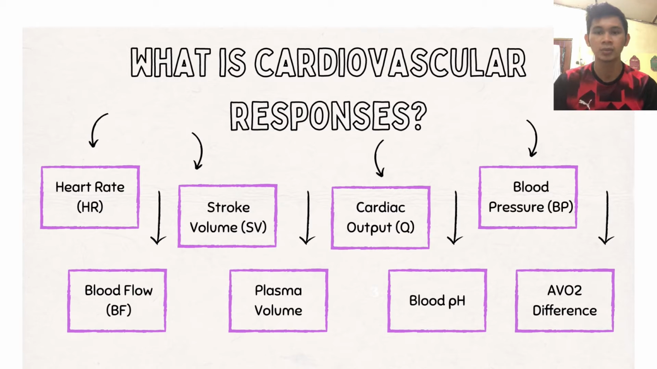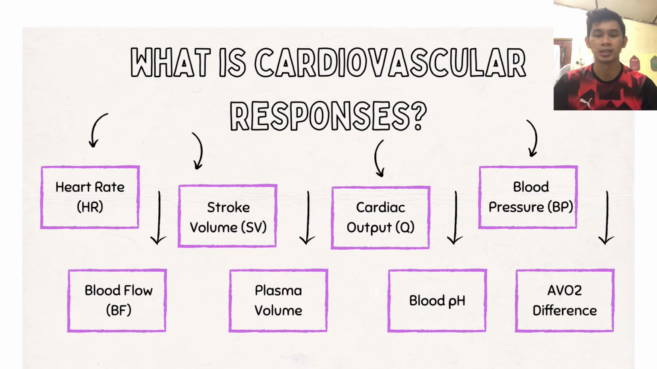Okay, point number 2 is stroke volume. Stroke volume is the amount of blood pumped from the left ventricle in one beat. Okay, what causes stroke volume to increase during exercise? Increased ventricular contractility and decreased total peripheral resistance in blood vessels due to vasodilation.